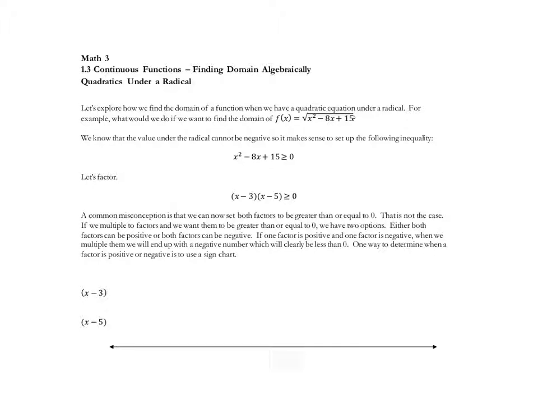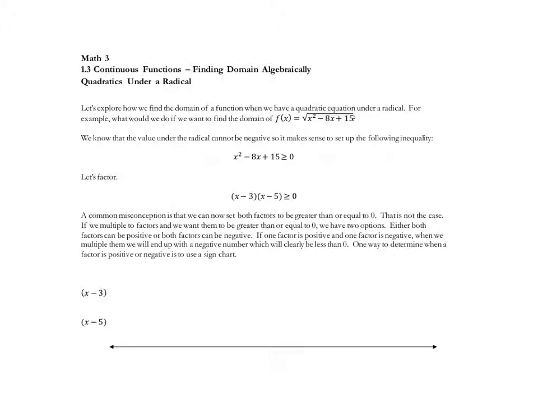We already know that the value under a radical cannot be negative. It could be 0 or greater than 0. So we start out by writing that: x squared minus 8x plus 15 has to be greater than or equal to 0.